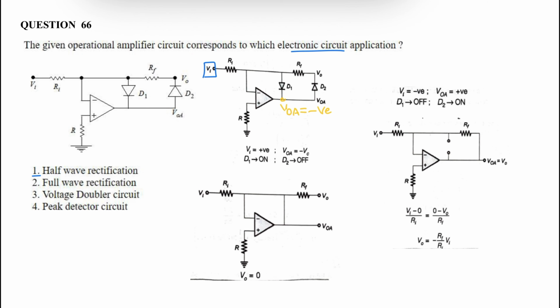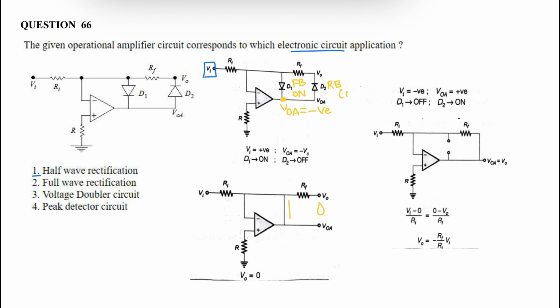So VOA is negative voltage, so the voltage at that point is negative. So D1 is forward bias, that is the on state, and D2 is reverse bias, that is the off state. So from this, the output voltage VO will be 0.